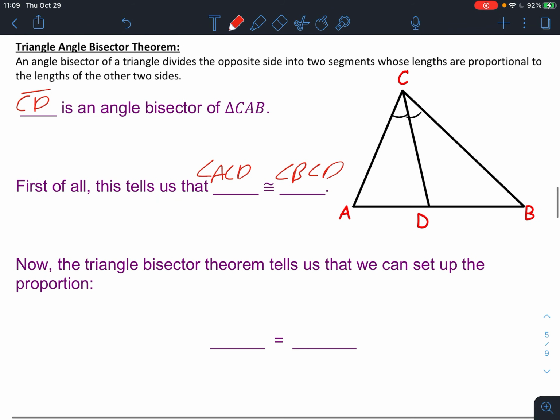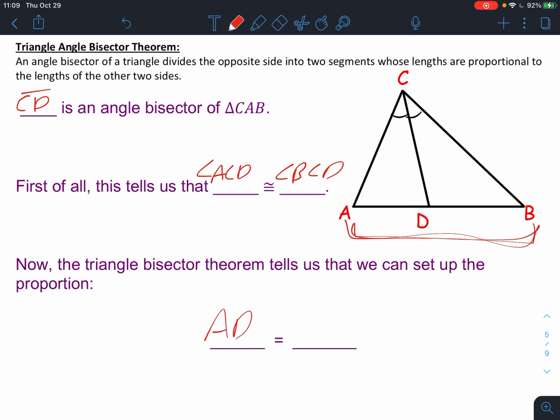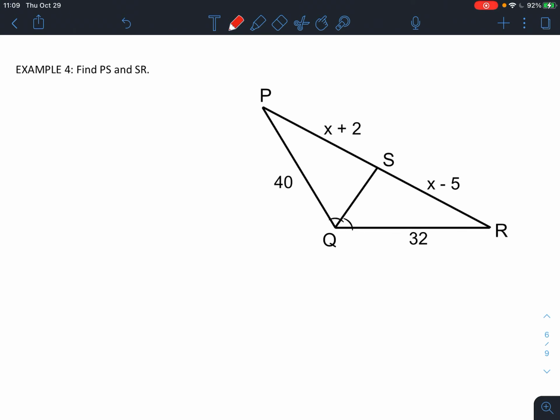But now this new theorem, let's read it here. An angle bisector of a triangle divides the opposite side into two segments whose lengths are proportional to the lengths of the other two sides. So it divides the opposite side, which is this side, into two lengths. AD is to DB, whose lengths are proportional to the lengths of the other two sides. Okay, AC is closer to AD, so AC goes on top. CB is closer to BD, so that goes on the bottom. So there's our proportion.